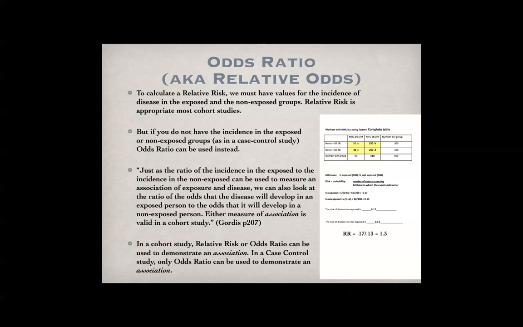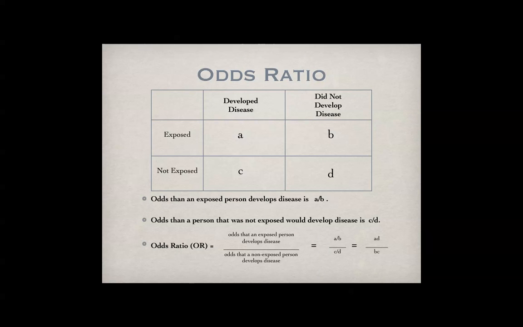So that's why epidemiological studies, in some cases, and we'll talk about some of these, are just a little bit more appropriate when you're looking at population studies. So in a cohort study, again, relative risk or odds ratios can be used. In a case control study, you can only use odds ratios. So let's take a look at this.